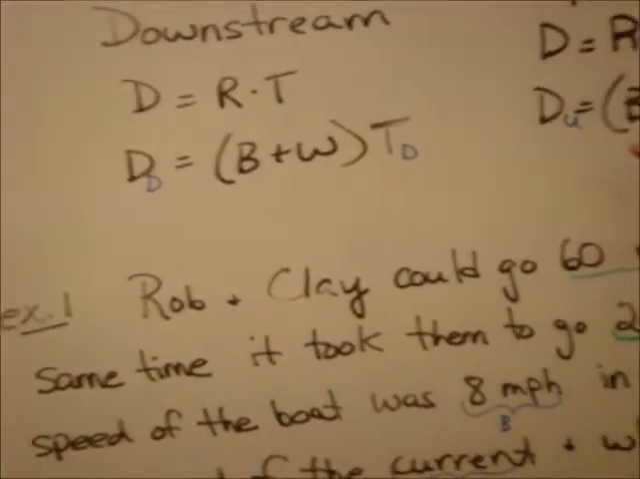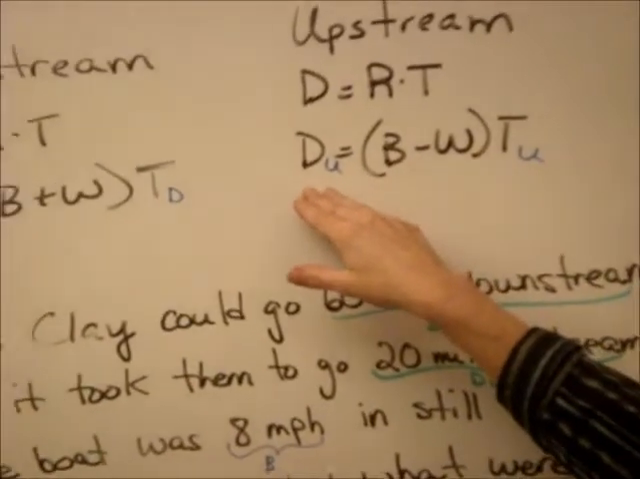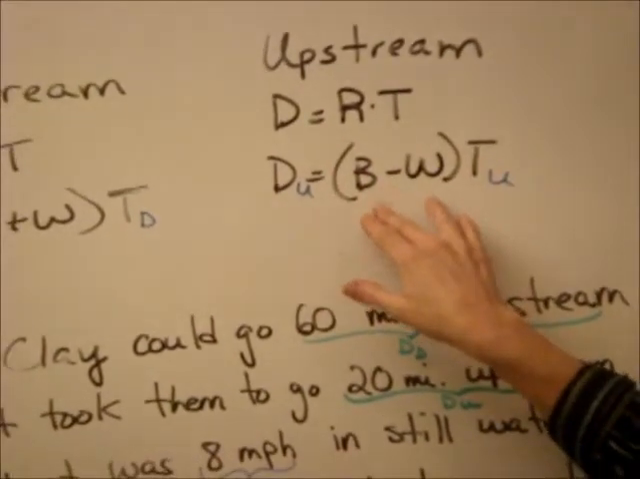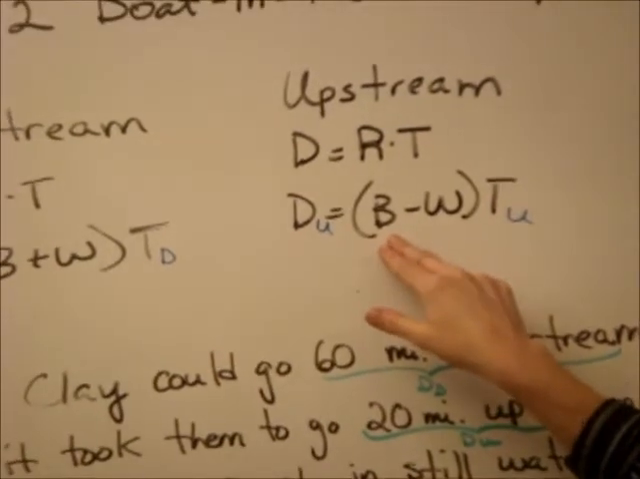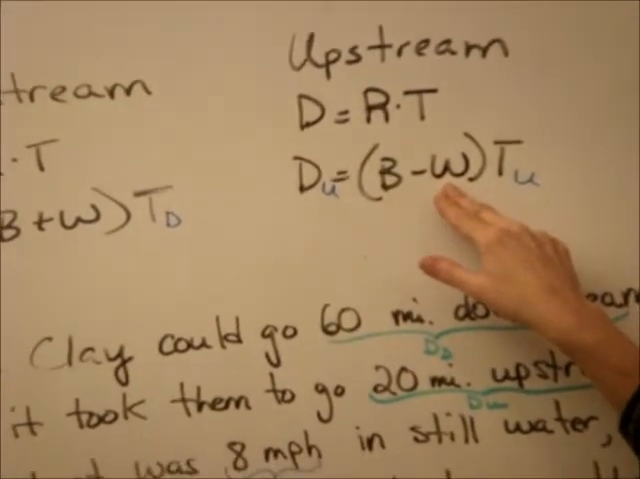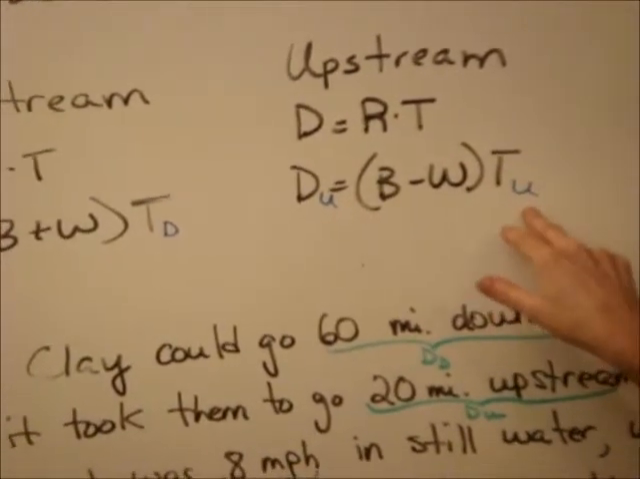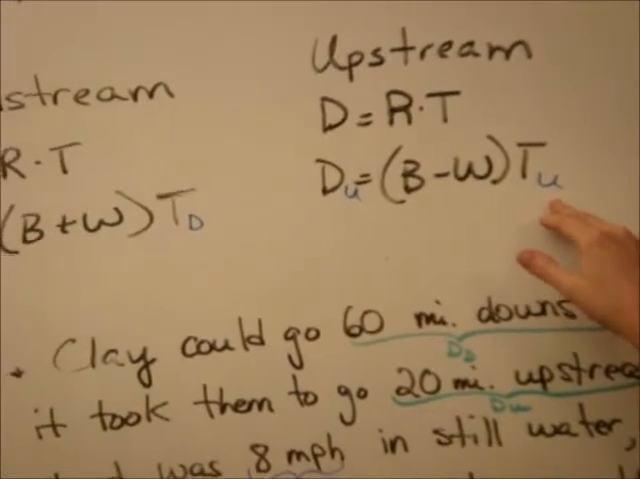The water is going to increase the speed of the boat. On the other hand, if a boat's going upstream, the distance upstream is the rate, which is now the boat speed minus the water speed. So we have two numbers for the rate now, and then it's times the time upstream. So let's look at example one of these problems.